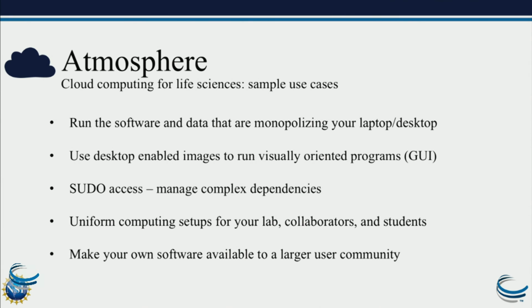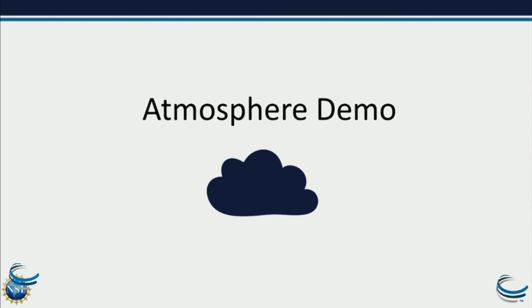It allows you to offer uniform computing. So imagine you are teaching a workshop or a class. You can make sure that every single person using the Atmosphere computers has the exact same software. Also, if you are building your own software scripts, you can make those broadly available to the community by imaging your Atmosphere instance and then allowing other people to reuse that.